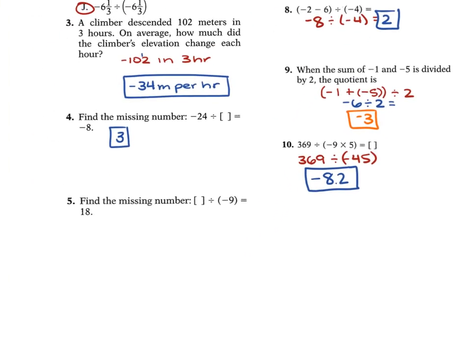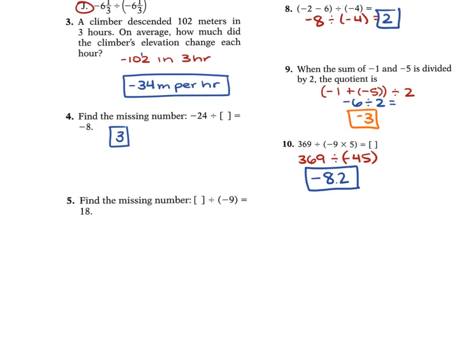Oops, I missed 5. So 5 says find the missing number. Something divided by -9 is 18. So we know that we're getting a positive answer, so our answer is going to have to be negative because a negative divided by a negative is a positive. And then we just multiply the 18 and the 9, and we get a -162 for that missing number.